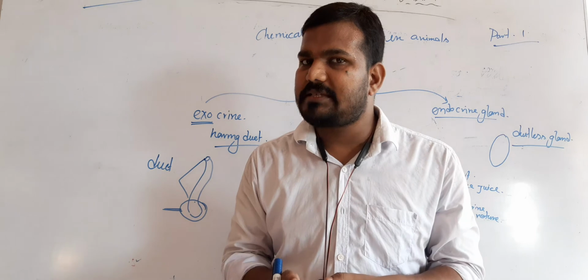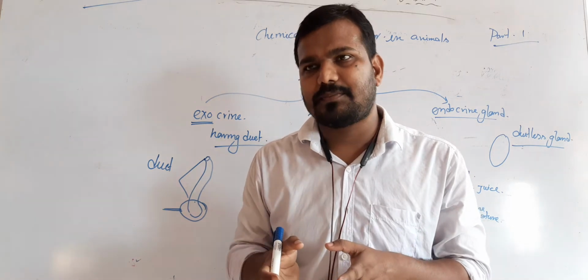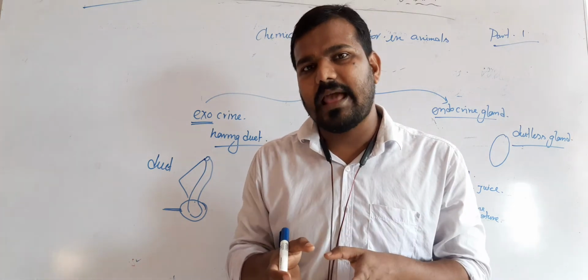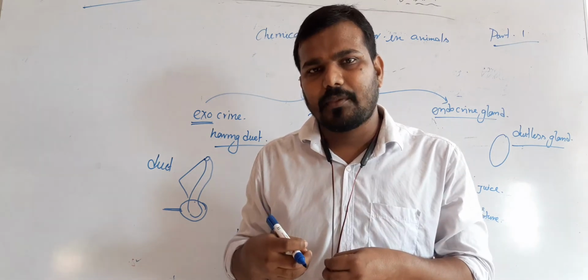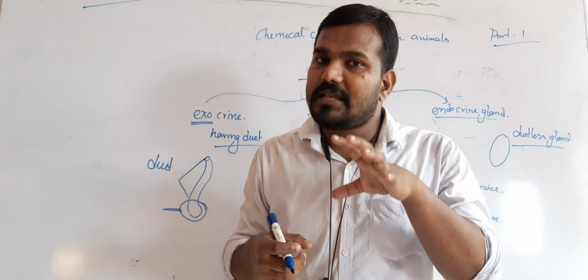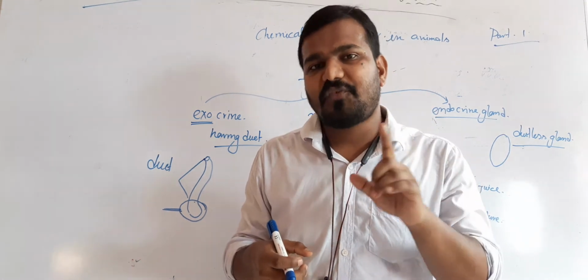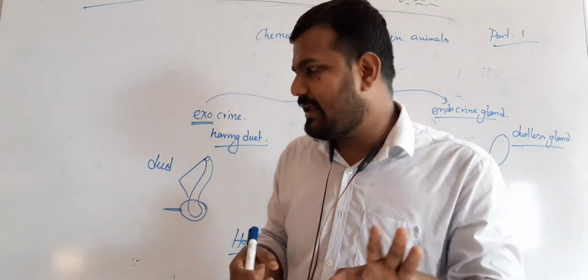Now we will discuss the defined endocrine glands, or some of the mixed glands, present within our body and the secretions of this type of gland. The first topic will be the pituitary gland.